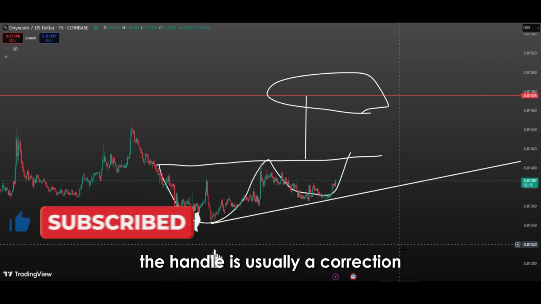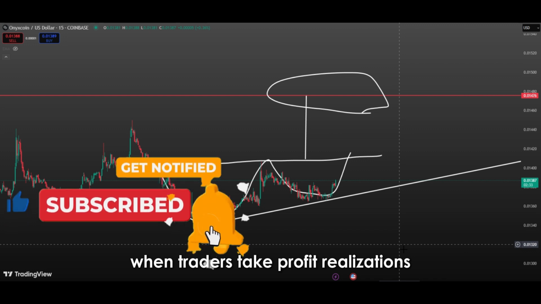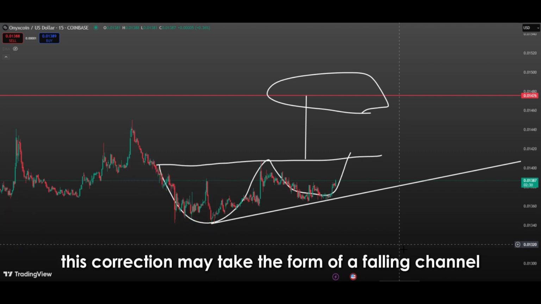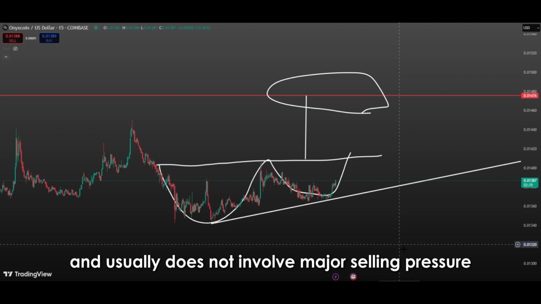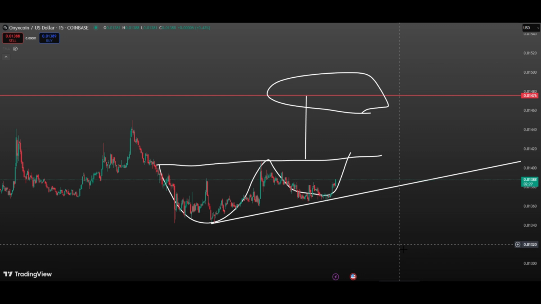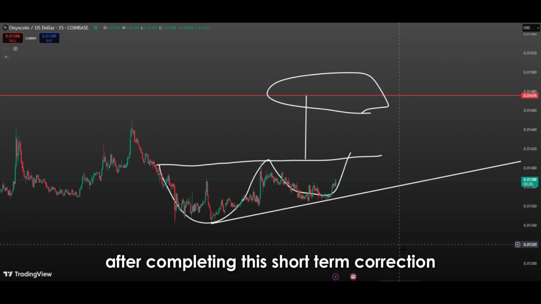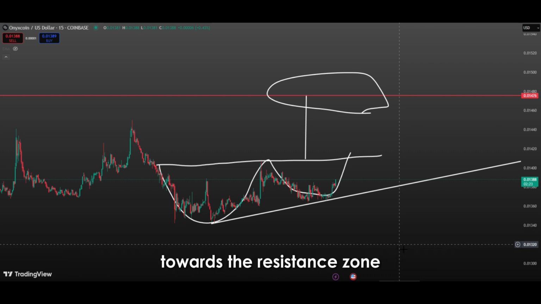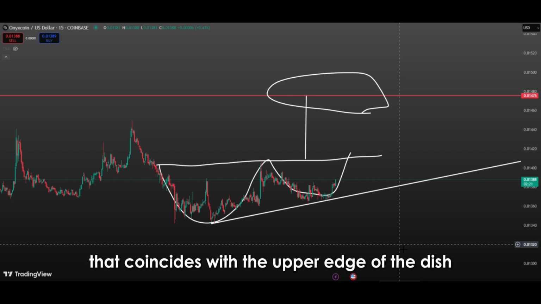The handle is usually a correction, when traders take profit realizations and look for new buying opportunities. This correction may take the form of a falling channel or a pennant structure, and usually does not involve major selling pressure. The important thing is that after completing this short-term correction, the price regains upward momentum and makes a move towards the resistance zone that coincides with the upper edge of the dish.